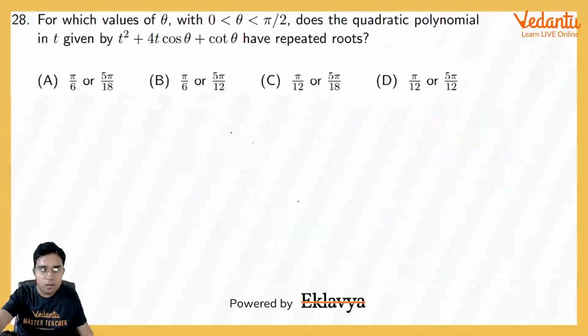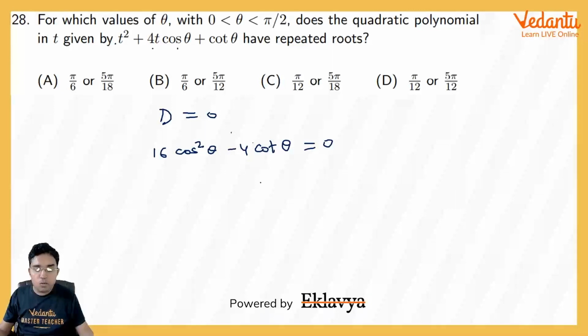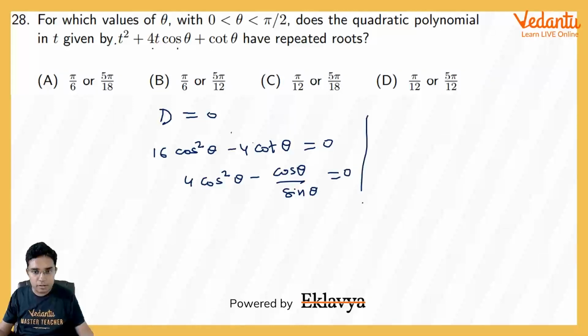Now coming to the next question, that is 28. For which value of theta between 0 to pi by 2 does the quadratic polynomial have a repeated root? Repeated root just means D equal to 0. So that means 16 cos square theta minus 4 cot theta is equal to 0, using b square minus 4ac. Because theta is not 0 and theta is not pi by 2, first of all we can remove this 4 from here: cos square theta minus, and I can write this as cos theta upon sin theta. So cos theta can be cancelled on both sides.